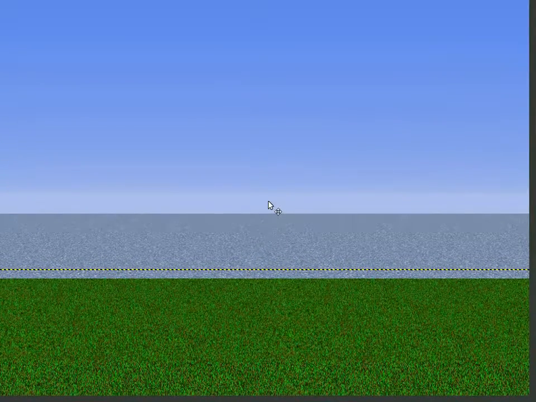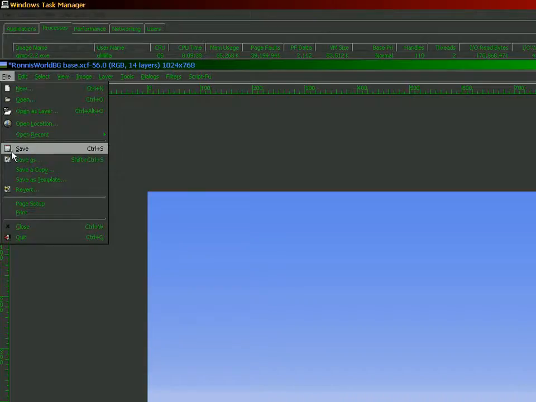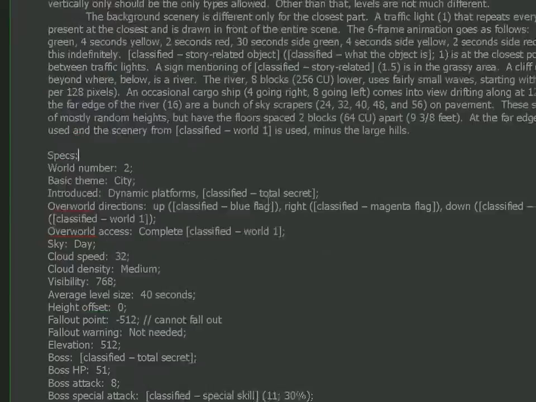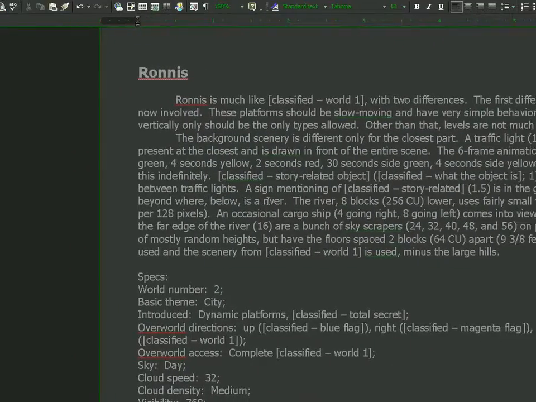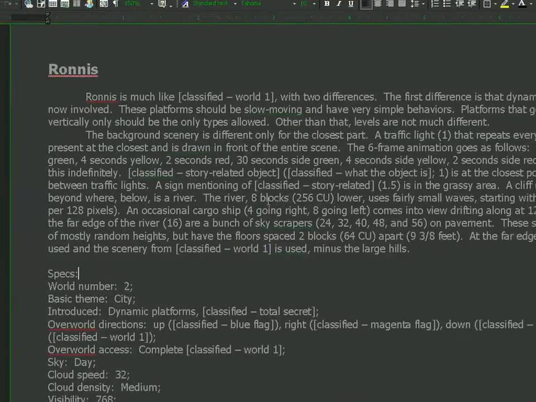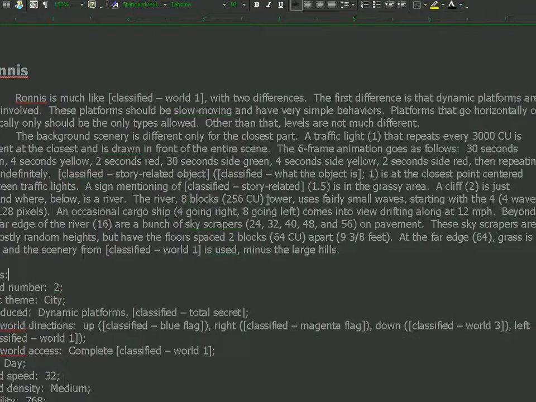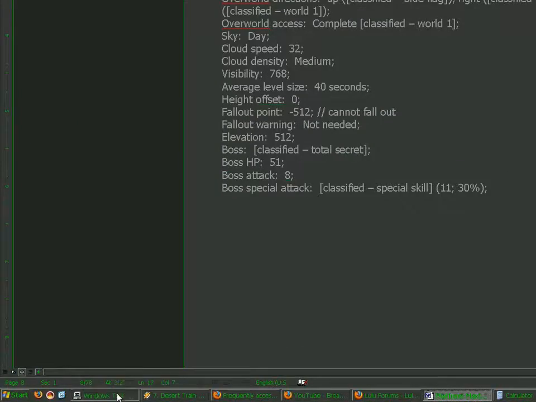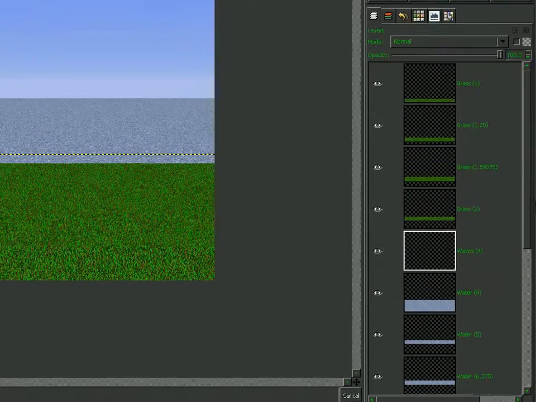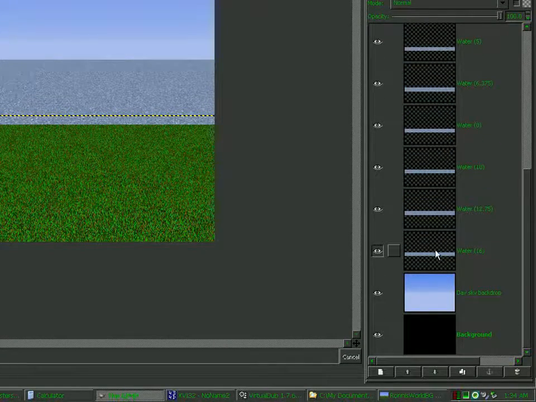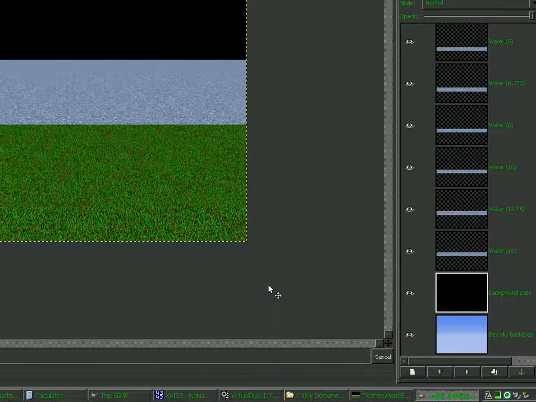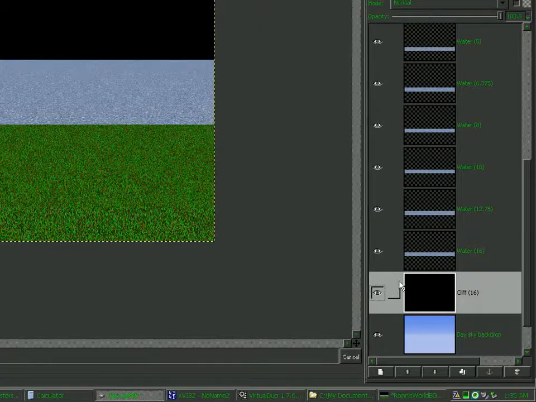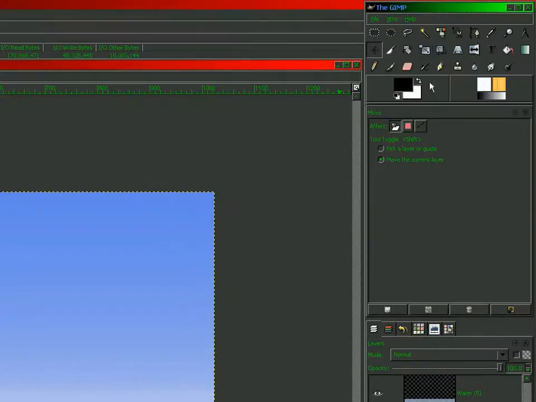But now, according to the document, wasn't there supposed to be a cliff? A cliff is just beyond where below is a river. The river is 8 blocks lower. Okay, so how do I determine how to draw the cliff? Well, 16. Pick something. I usually like duplicating the background layer. Cliff 16. Clear all that.